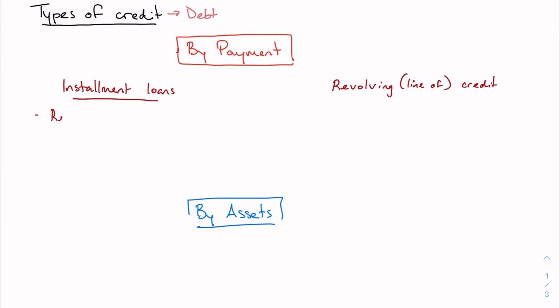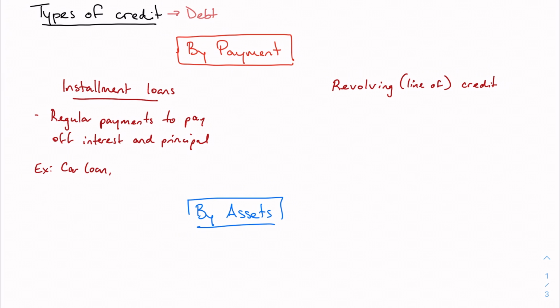So we have some kind of regular payments to pay off interest and principal. So as I said, one of the examples of this would be like a car loan or like your student loan, right? Where you have a balance. Maybe I take out a $10,000, $20,000 loan for a car. Well, I have to pay off that $20,000 and I'm going to do that over a period of time.